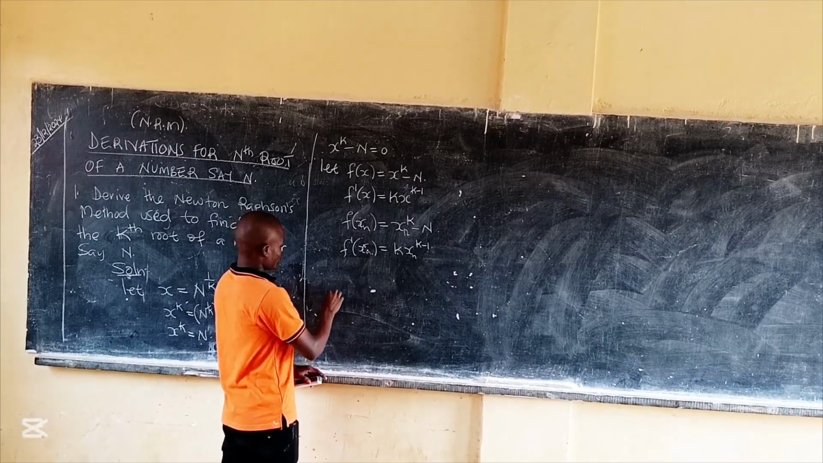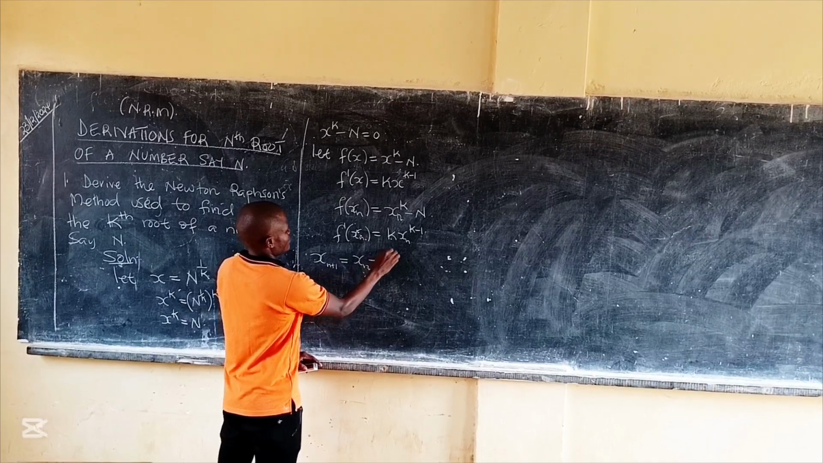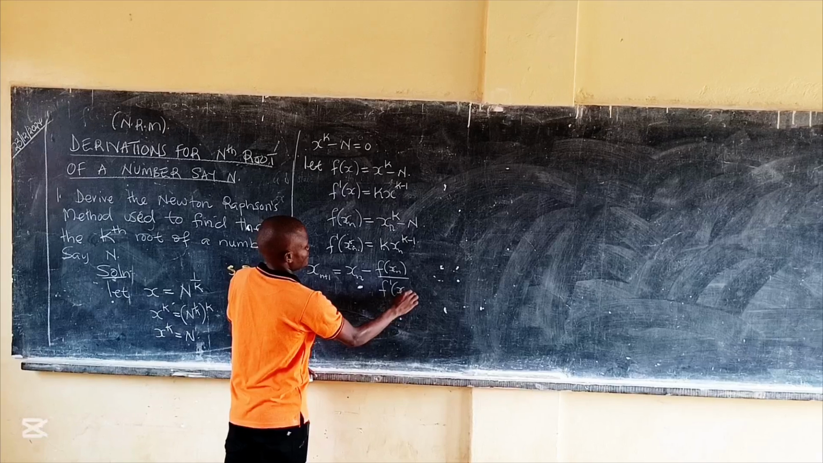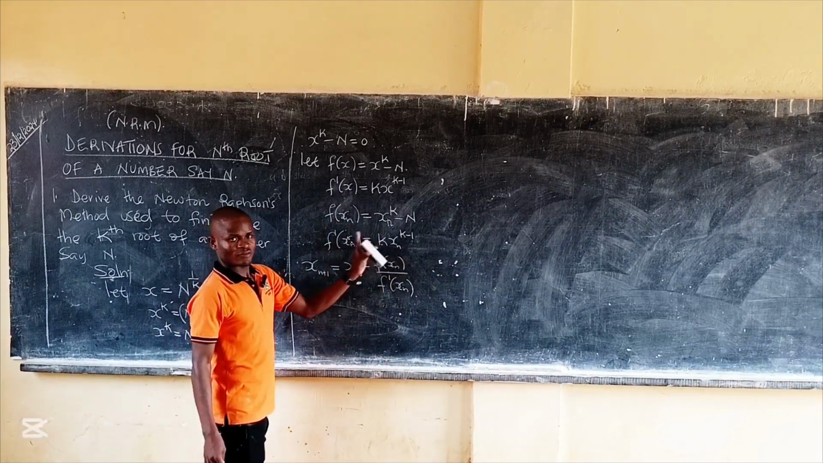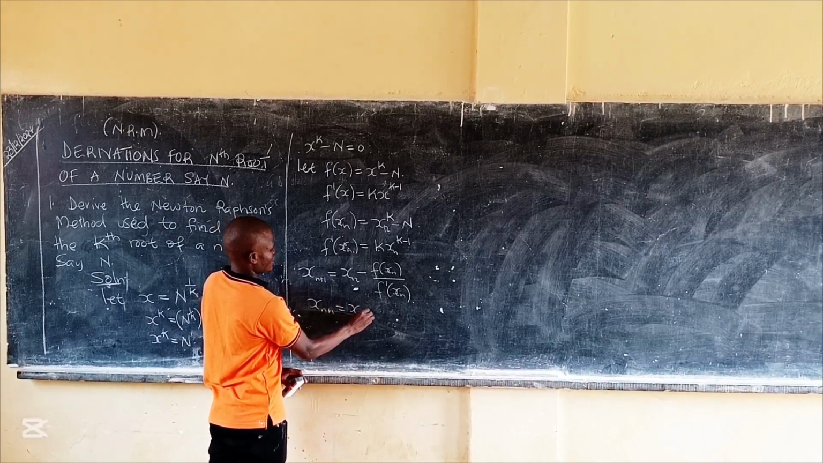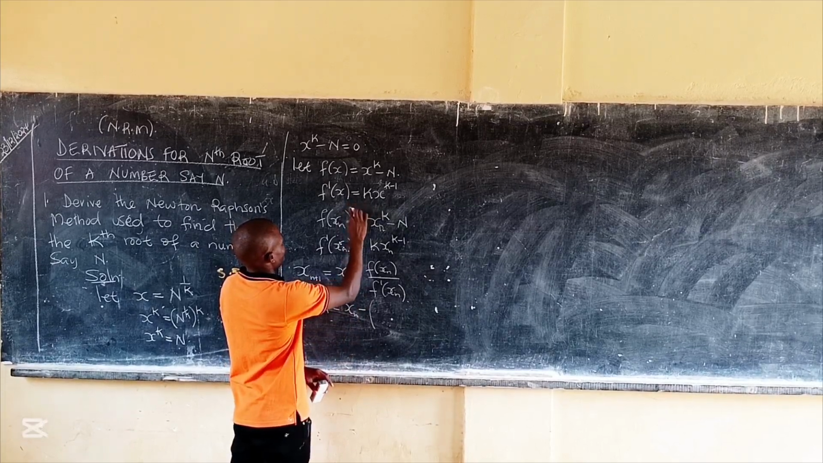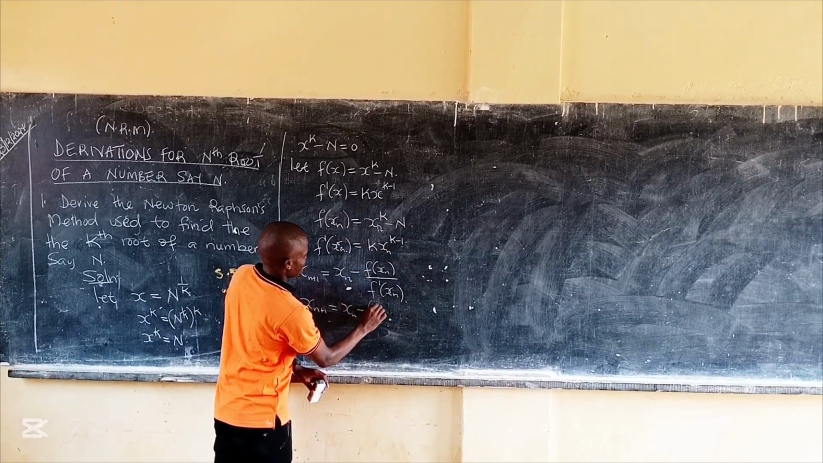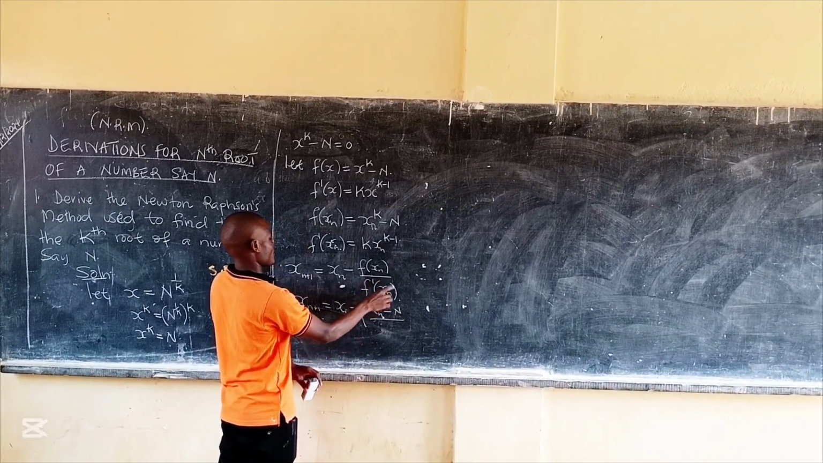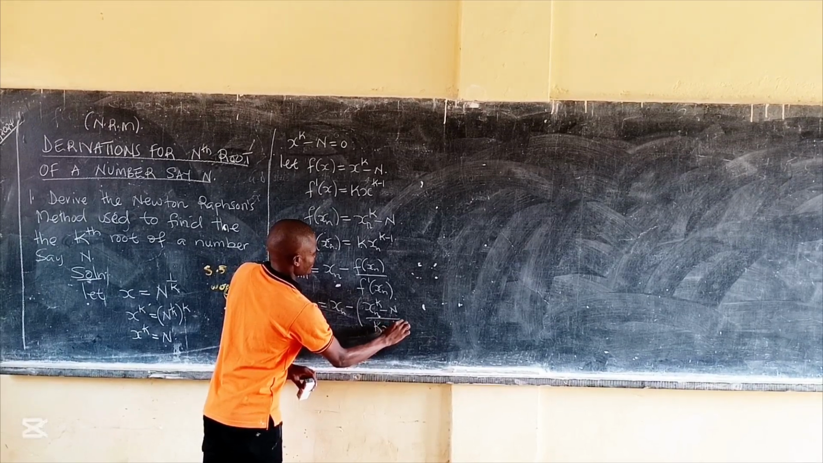Then we quote the Newton-Raphson's formula, which says that xn plus 1 is the same as xn minus f of xn divided by the derivative of f at xn. And this is the Newton-Raphson's formula. And then our xn plus 1 is going to be xn minus our function f of xn. We have it here, so we can bring and then put here as xn power k minus n divided by the derivative, which is here, k xn to power k minus 1.